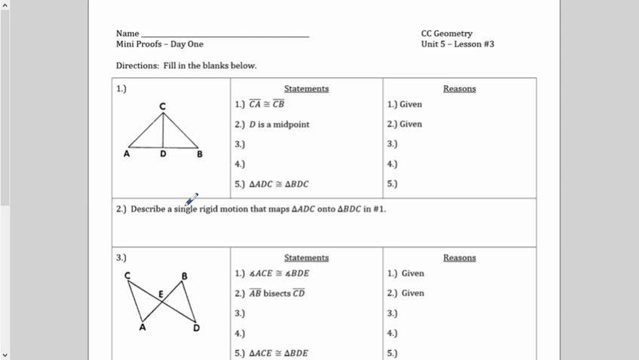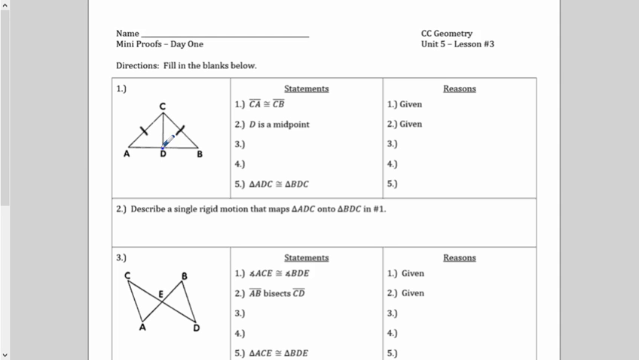Okay, so let's take a look at what's given to us. The first step says that CA, we're going to mark it in the diagram, is congruent to CB. That is given. Step number 2, we know that D is a midpoint. That's also given to us. Well, what can we get from that?